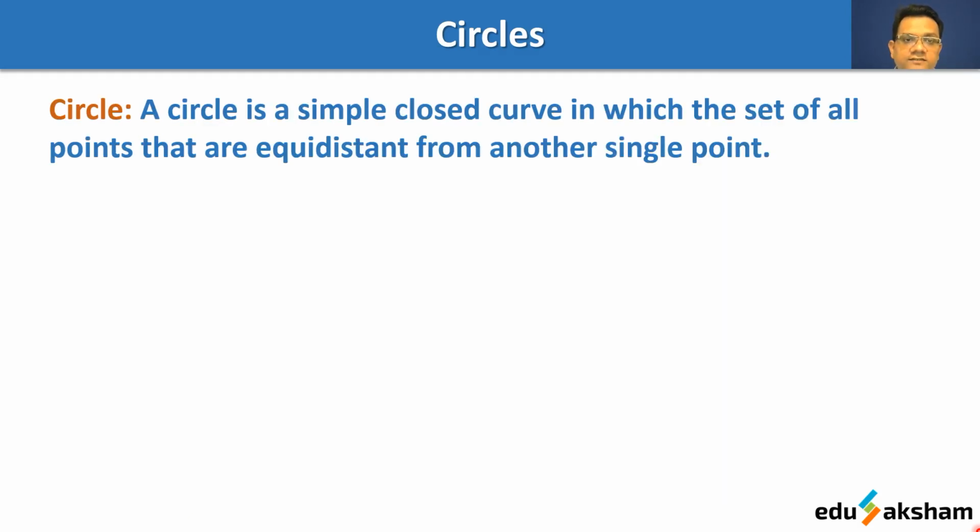The definition of a circle is: a circle is a simple closed curve in which the set of all points are equidistant from another single point. So we have got one point, and let us take another point which is 1 centimeter away from the first point. Let us take a third point which is also 1 centimeter away from the first point. Similarly, fourth point, fifth point, all these points are 1 centimeter away from the first point. And we just draw all these points and join them together. You'll see they will be forming a circle.